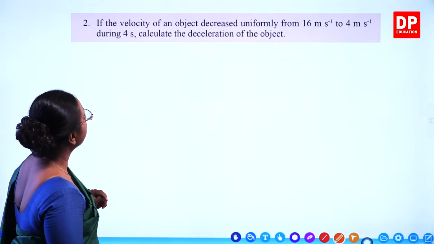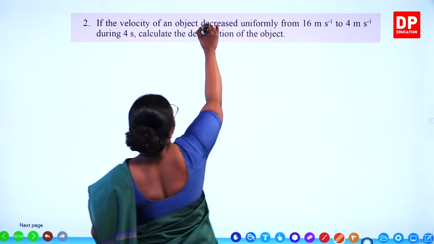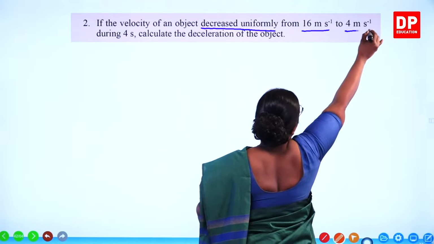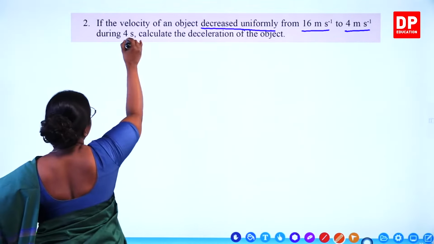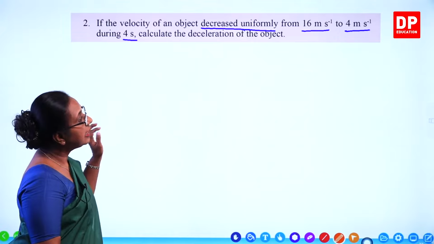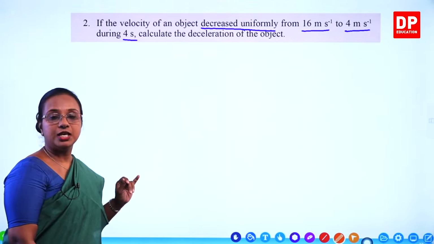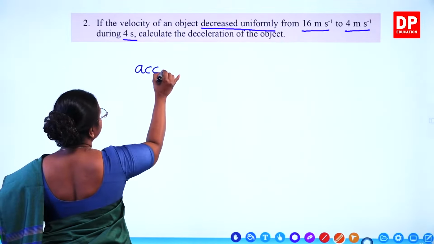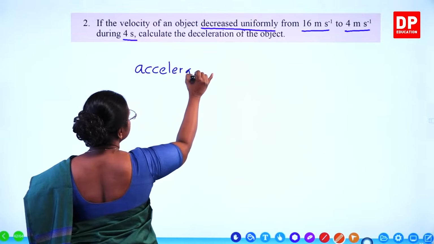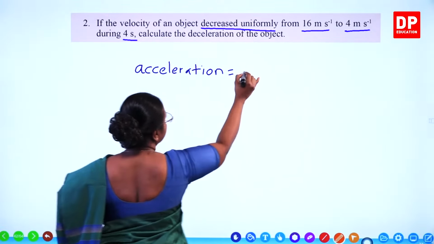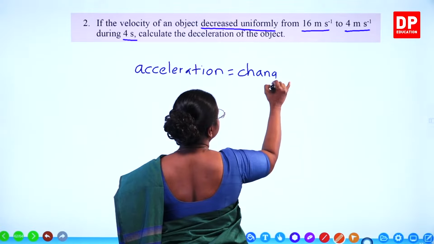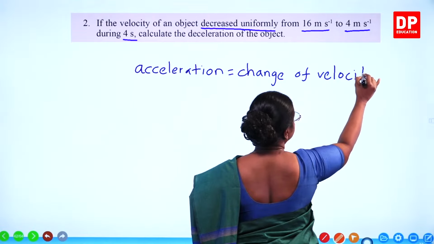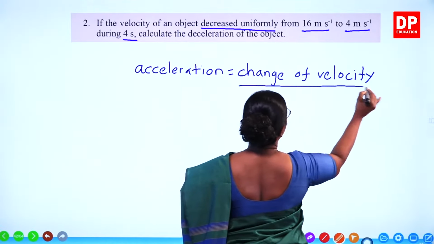If the velocity of an object decreased uniformly from 16 meters per second to 4 meters per second during 4 seconds. Again here we will have to use the equation for acceleration. So rewrite the equation. Acceleration equals change of velocity divided by time.